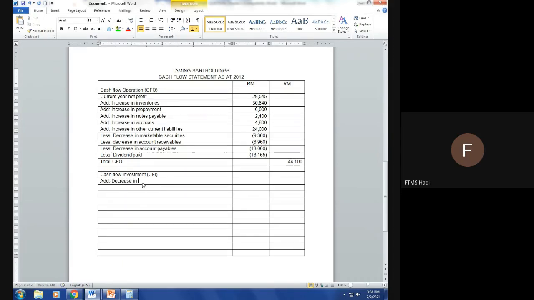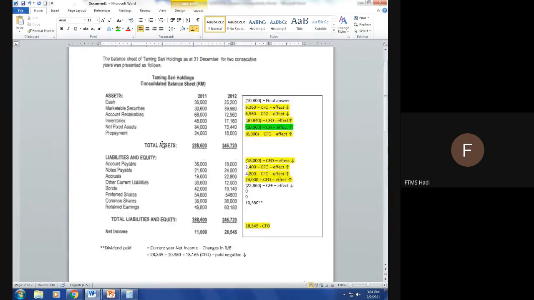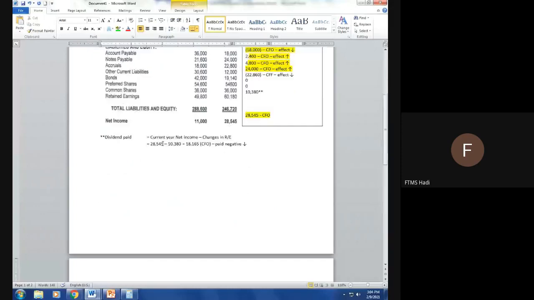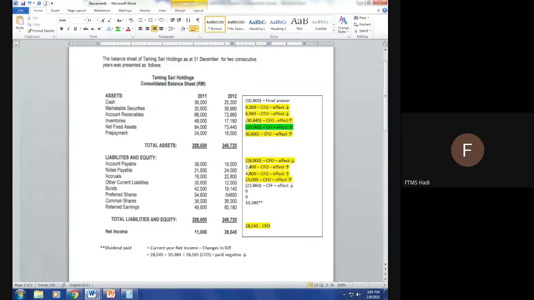Add decrease in fixed asset. So this one is 10,560.